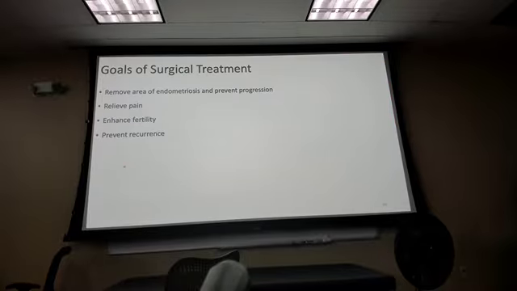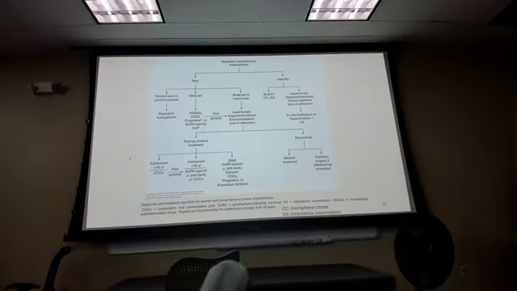Ideally, the goal of surgical treatment is to help remove the endometriosis, not really prevent progression, but slow the progression of disease if we can treat those lesions that are there. We want to relieve the pain, improve their chance of fertility as well if we're able to treat those lesions, okay? And then if we can, reduce the chance of recurrence with surgery.